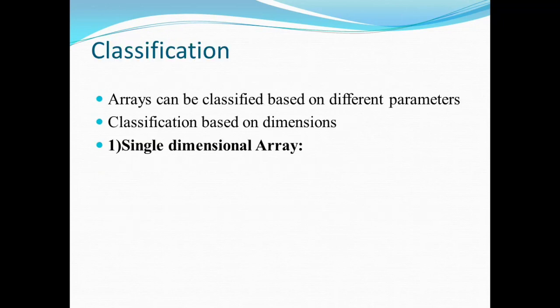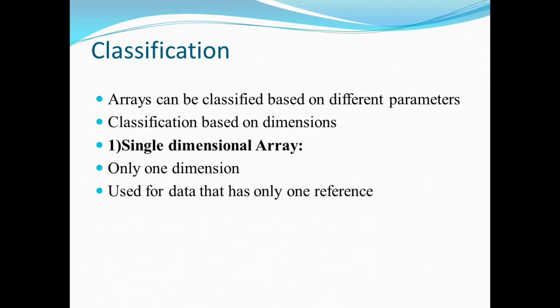Now these arrays are classified based on different parameters. The first parameter is the dimensions. Under that, the first type of the array is a single dimensional array. The meaning of single dimensional array is that it has only one dimension. That means it is used for data which has only one reference. One example of a single dimensional array is if you record the rainfall levels on different days, then it can be considered as an example of a single dimensional array.